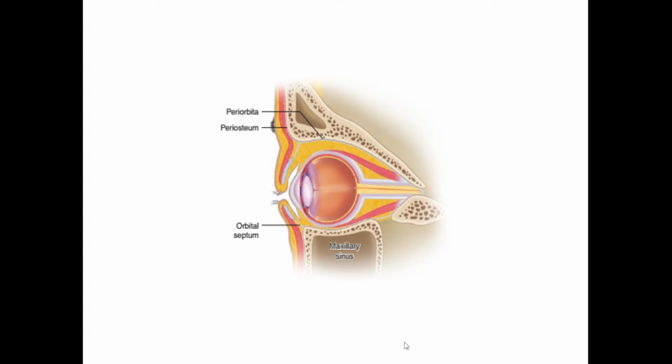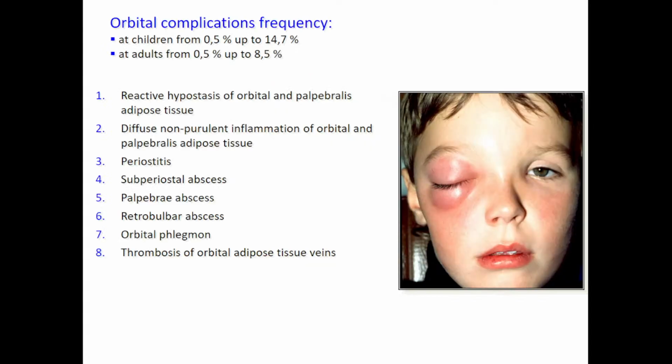So what septal is mentioned? You see that the orbit has a septum that is localized here, and it is formed by connective tissue. So any complication that is localized externally to this septum will be preseptal, and everything which is localized behind this septum will be postseptal complication.